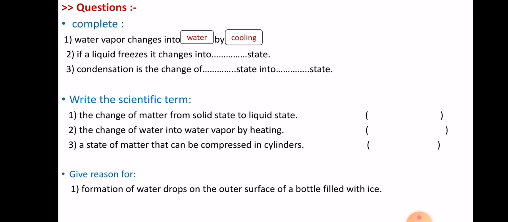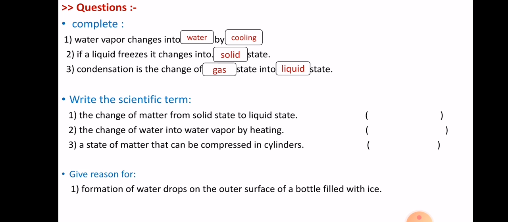Question number 2 says: if a liquid freezes, it changes into solid state. Okay, question number 3 says: condensation is the change of gas state into liquid state.